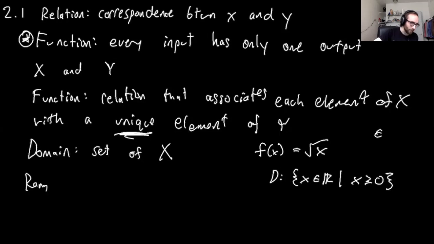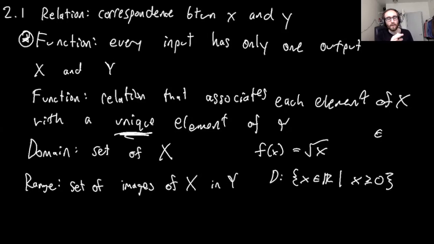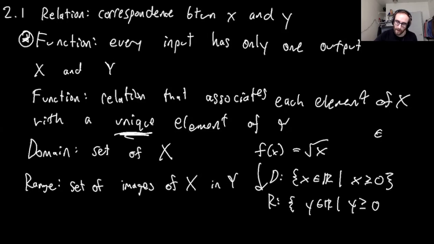Similarly, the range is just the set of y, or set of images of x in y. So all of the corresponding values from x into y. So if we're still looking at positive square root of x, the range is going to be the exact same thing. y, where y is again non-negative. The only outputs we have are 0 and positive numbers.